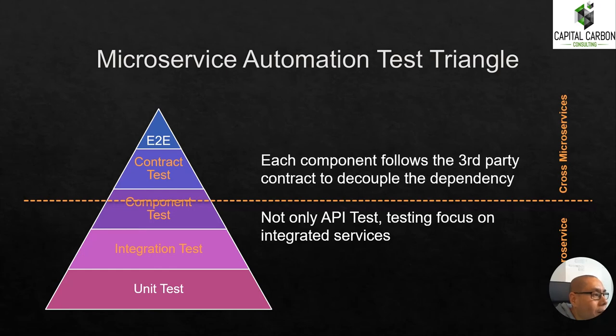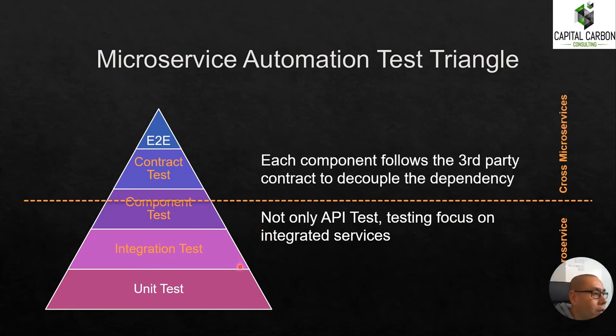Okay, when the architecture switched to microservices, the testing job became tough. To handle the complexity of the microservices, we extract the API testing layer into 3 layers, which are here. So in the traditional triangle, we only have the unit test, API test, and E2E. Now the API test changed to 3 kinds of tests. Here in the middle of the slide, there is a line. Everything below the line is in a microservice, and everything above the line is cross microservices.